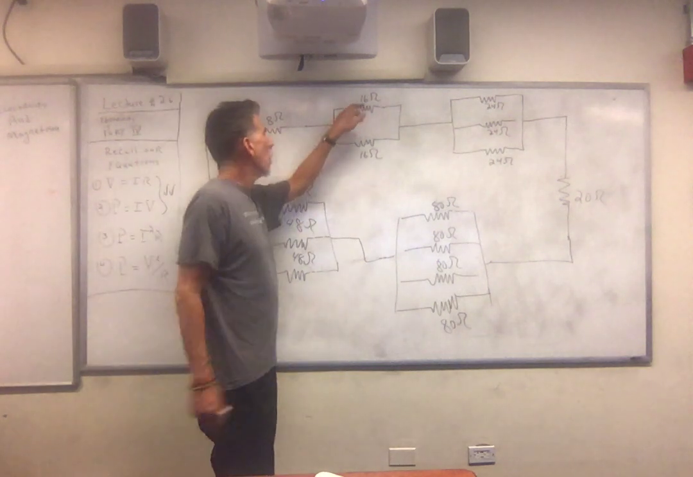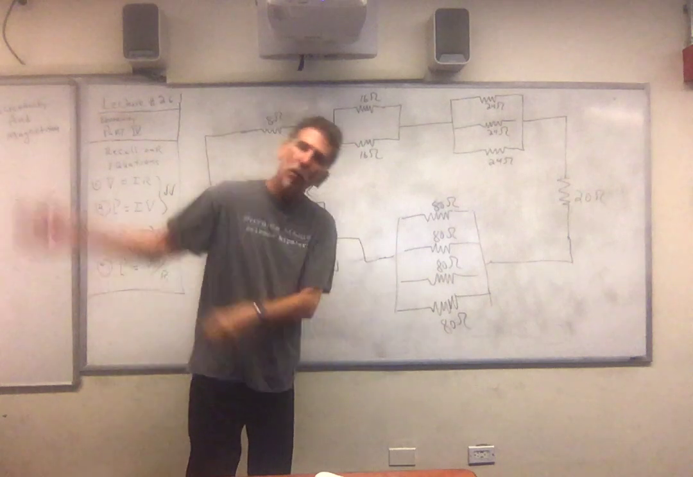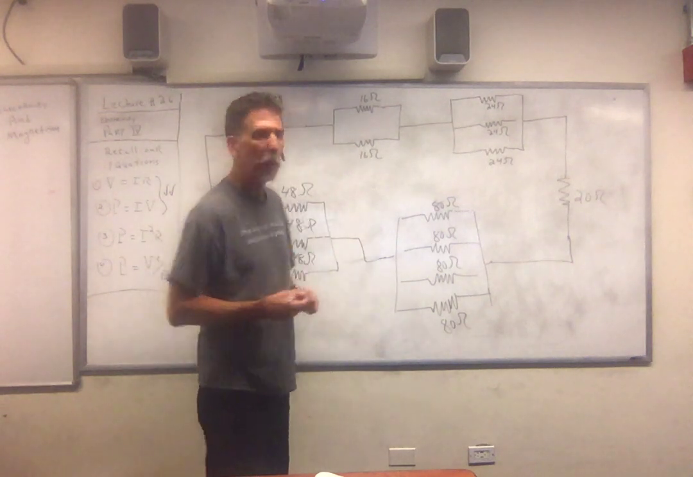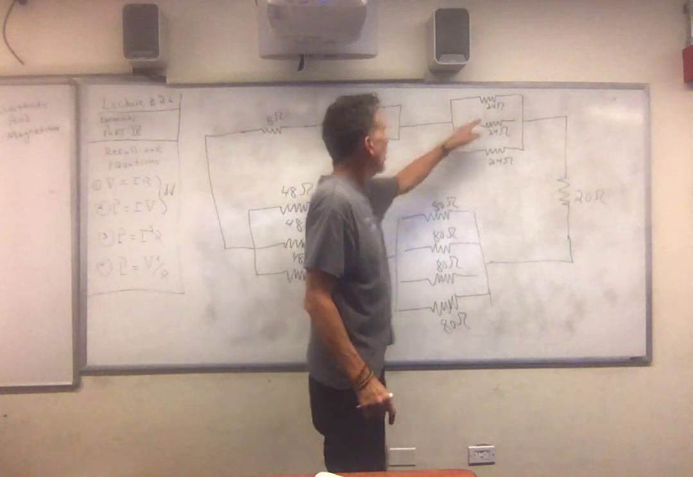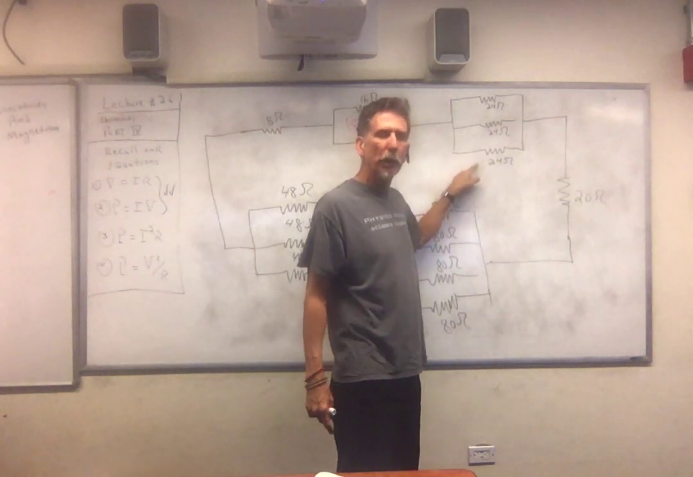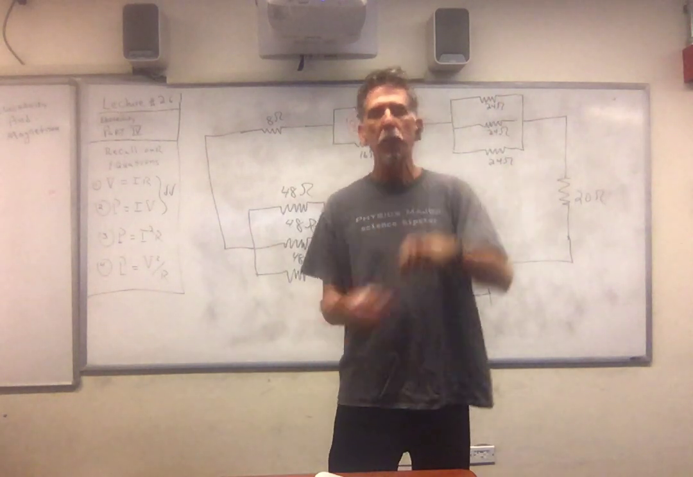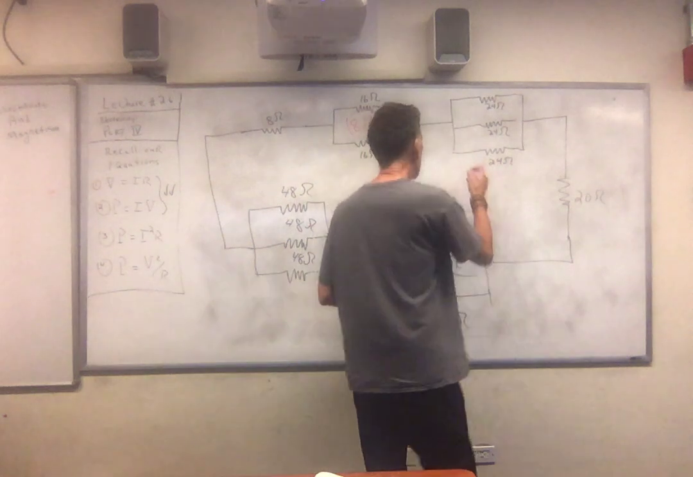All right, so let's go. 1/16 plus 1/16 is 2/16. Flip it over. 16 divided by 2, this is 8 ohms. Fantastic. Parallel, 1/24 plus 1/24 plus 1/24 is 3/24. Flip it. What do you get? 24 divided by 3, 8 ohms.